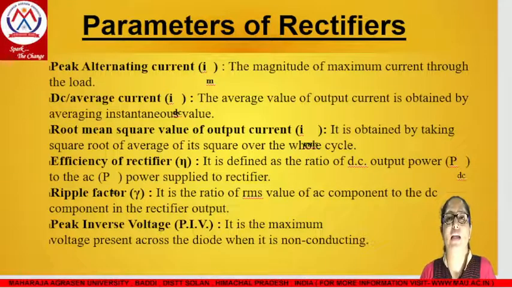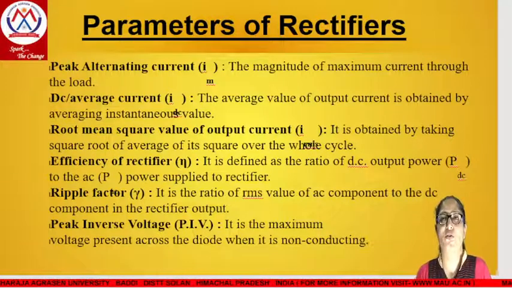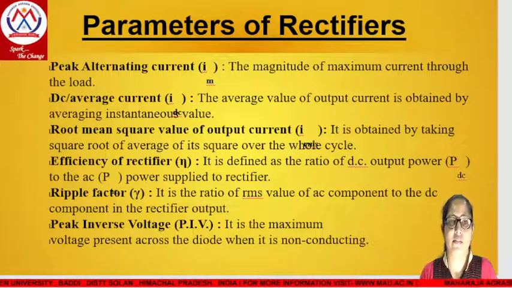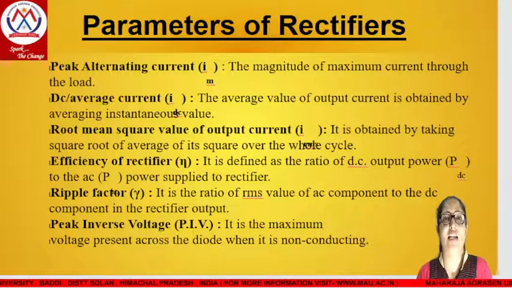Efficiency of the rectifier is defined as the ratio of DC output power to the AC power supplied to the rectifier. Next is ripple factor. It is a very important characteristic. It is the ratio of the RMS value of the AC component to the DC component in the rectifier. It shows the percentage of AC which still remains present in the DC which we get after rectification. Peak inverse voltage is the maximum voltage present across the diode when it is not conducting.